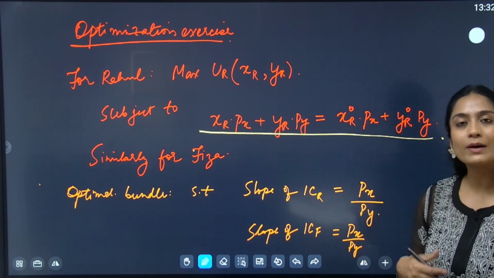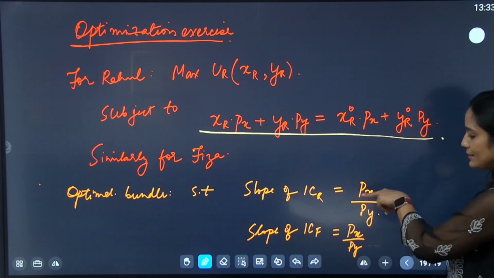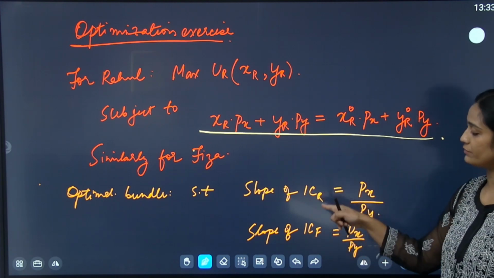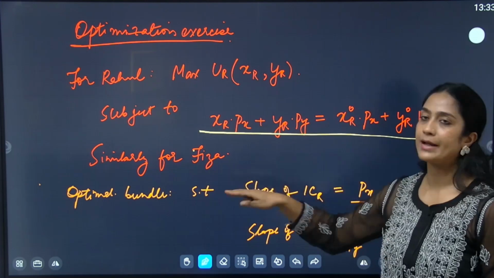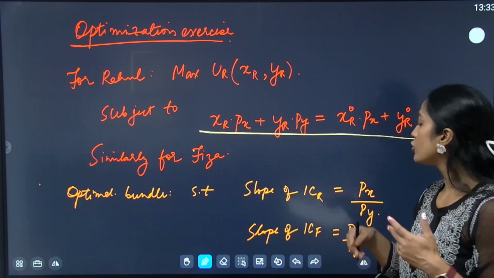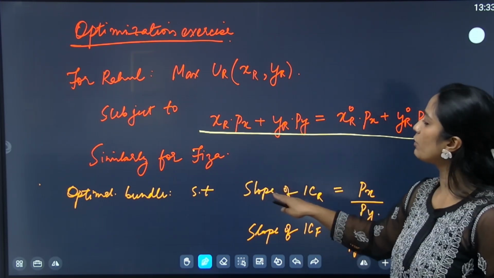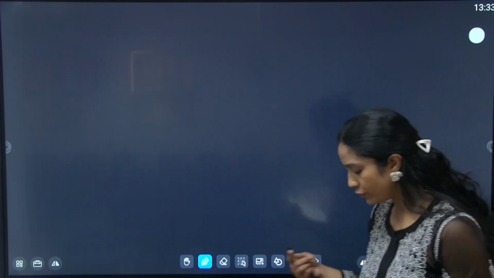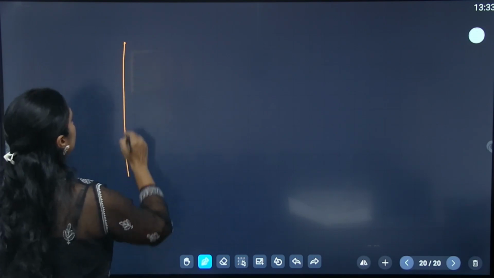Okay. So one thing that is clear out of this: if the slope of this IC is equal to this, and the slope of this IC is also equal to this, that means that the slope of these two ICs will be the same at the point where they choose their optimal bundles, right? So we know that the slope of the two ICs will be the same. One of the possible allocations could be something like this.